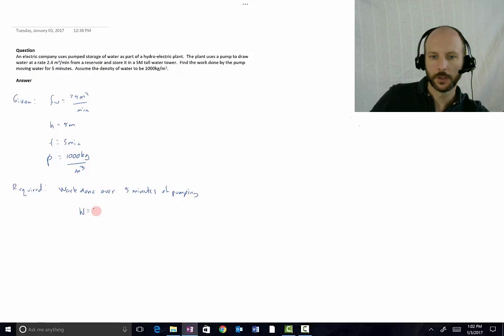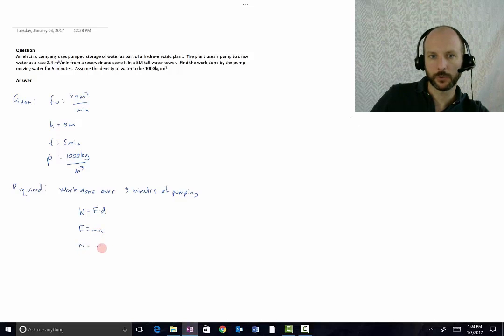So the strategy we're going to use is work equals force times distance. Formula that was given in the text, the distance of 5 meters. So force, from physics, you probably remember force is equal to mass times acceleration. And so in this case, we're working against the force of gravity to pump the water straight up.